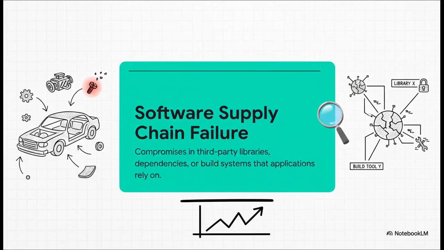So what on earth is a software supply chain failure? Well, think of it like this. If you're building a car, you don't make every single screw and wire yourself, right? You rely on hundreds of other suppliers. Now, what if just one of those suppliers gives you a faulty part? The entire car could be compromised. In software, that faulty part is a bad library, a compromised dependency, or a hacked build tool. We saw just how devastating this can be with things like the SolarWinds attack, where one single compromised update infected thousands of organizations. It's a massive and growing threat.